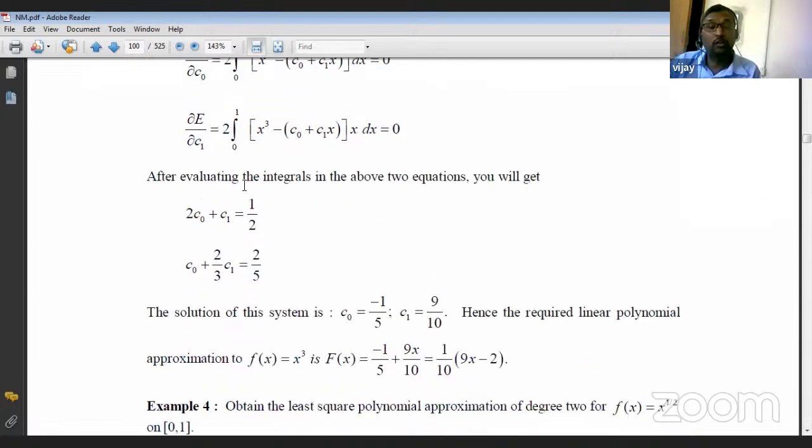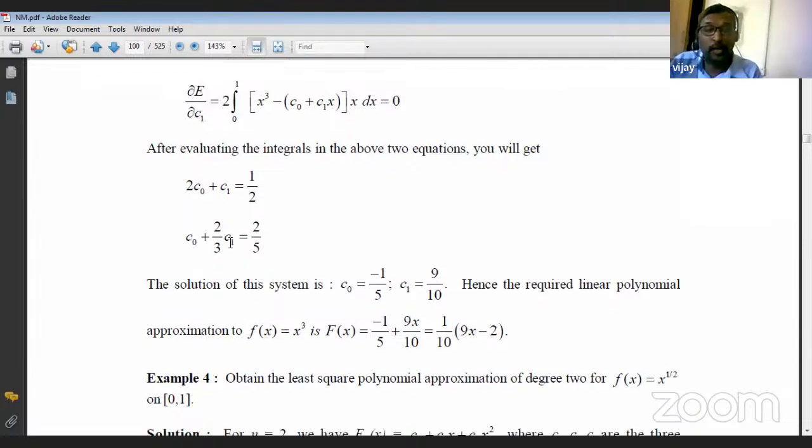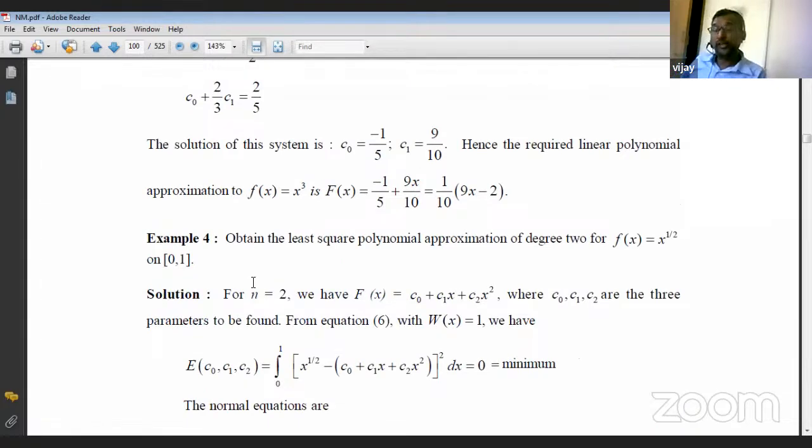So I am solving two equations: 2c0 minus c0 is equal to 2 by 3, c1 minus c1. The values should be c0 equal to minus 1 by 5 and c1 equal to 9 by 10. So the linear polynomial is minus 1 by 5 plus 9x by 10. It is a simplification of 1 by 10 into 9x by 10. So we can take another equation also here.